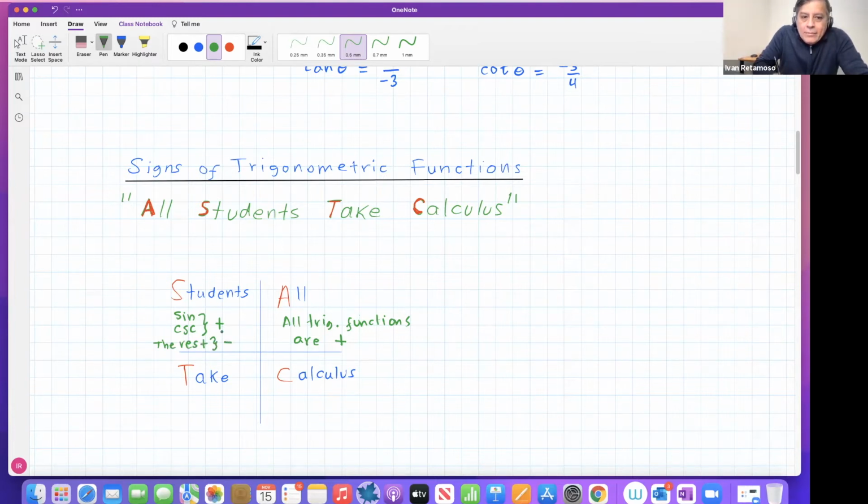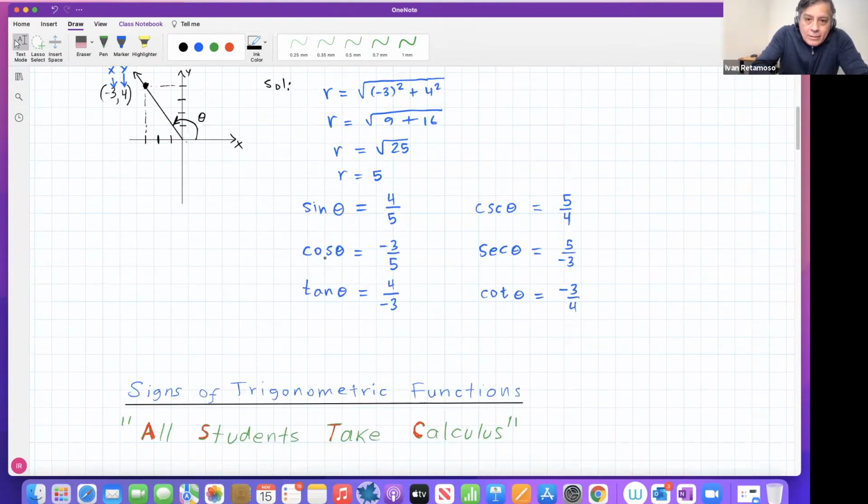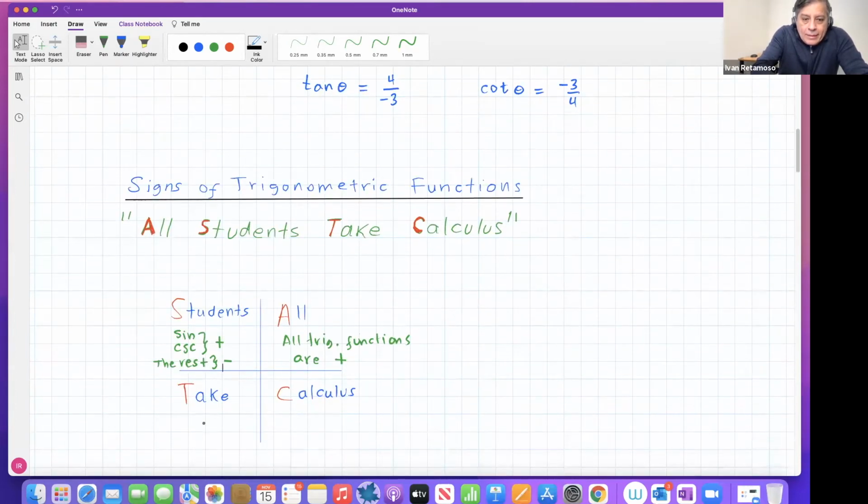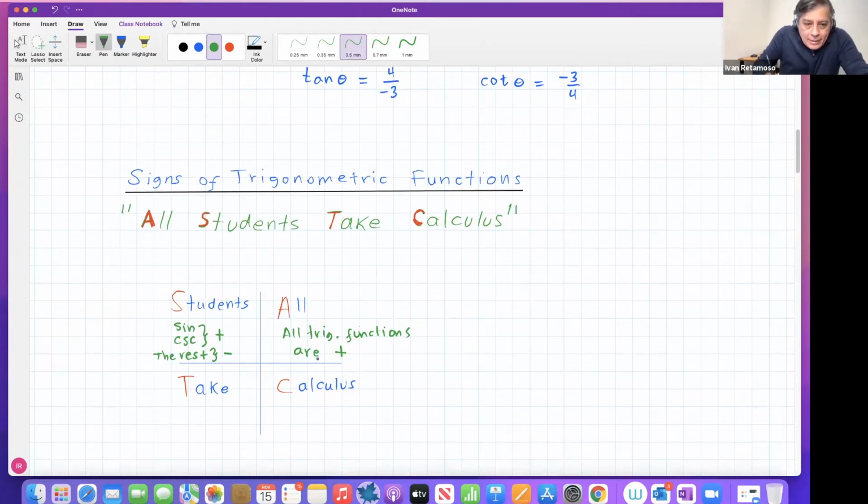So this means that sine and cosecant are positive, but the rest, cosine, secant, tangent, cotangent, negative on the second quadrant, right? As we saw here, these two positive, the rest negative. What about the third quadrant? The word take, precisely the letter T, will tell us that tangent and its reciprocal, cotangent, will be positive. The rest of the trigonometric functions will be negative, okay? That's for the third quadrant. Tangent and cotangent positive, the rest negative.